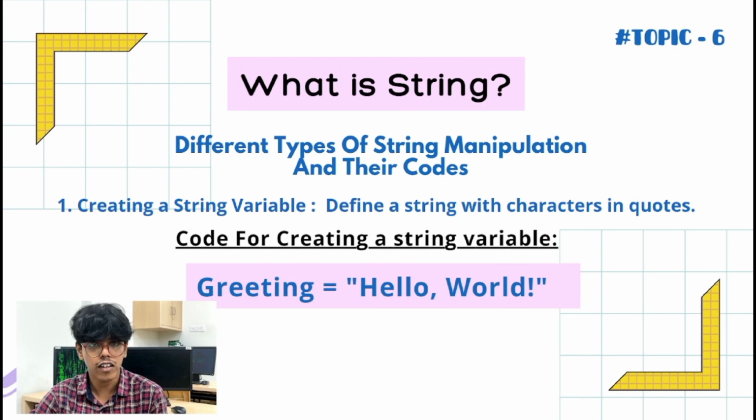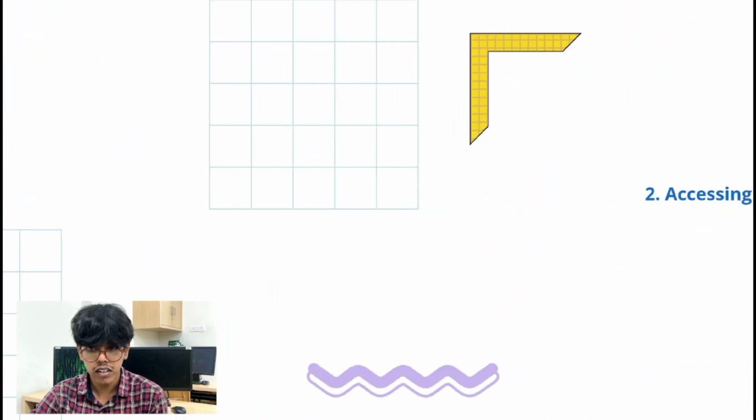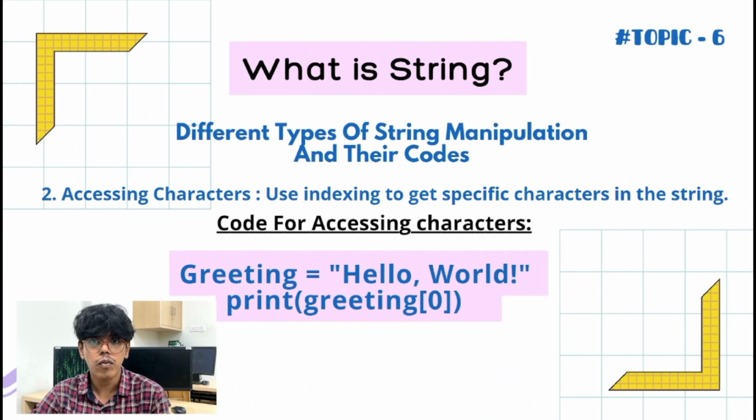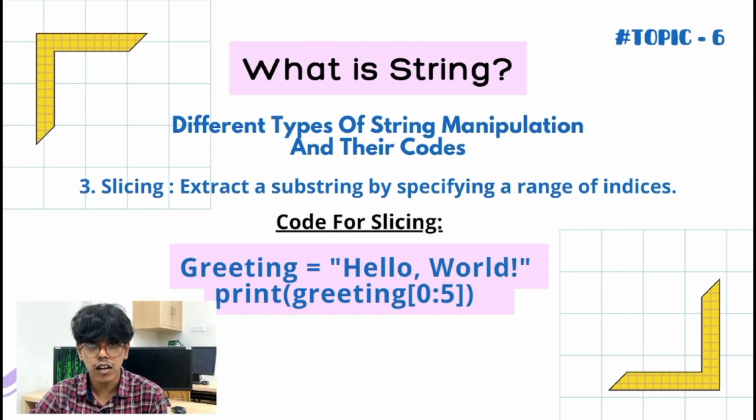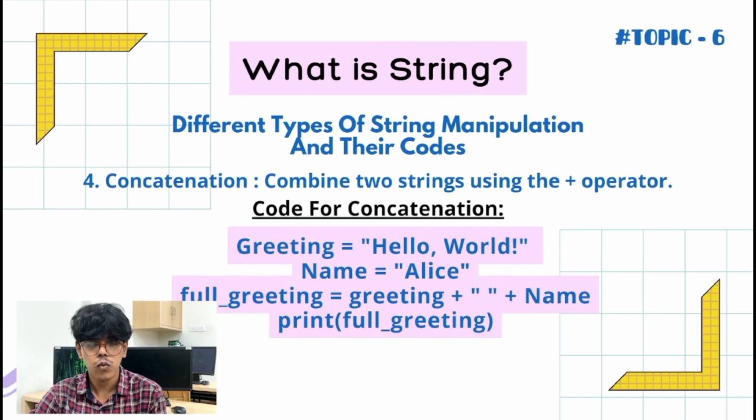The first one is creating a string. There is an explanation of a code showing how you can create a string. The second one is accessing characters. With the help of accessing characters, we can access the characters we want from the string. The third one is slicing. With slicing, we can cut out some of the words in the string, which helps us get the words we need. The fourth one is concatenation, which helps to join two strings into one. There is an example of code showing how you can use the concatenation operation.